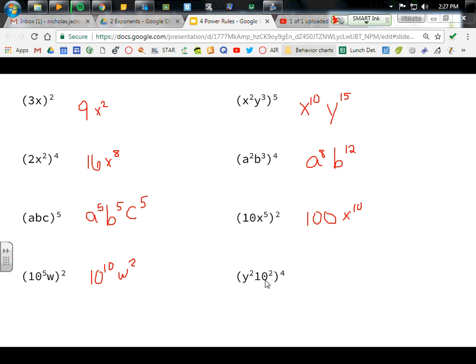Here we have y squared, 10 squared to the 4th. So multiply the exponents, we get y to the 8th, 10 to the 8th, which again, we don't really want to expand. We don't want to simplify that because 10 to the 8th is just a lot cleaner than what that would end up being.